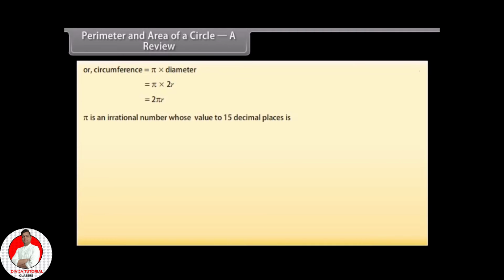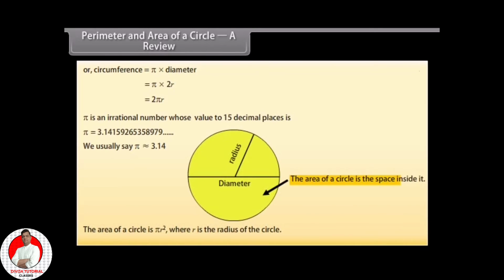Pi is an irrational number whose value to 15 decimal places is 3.14159265358979. We usually say pi is approximately equal to 3.14. The area of a circle is found to be pi r squared, where r is the radius of the circle.